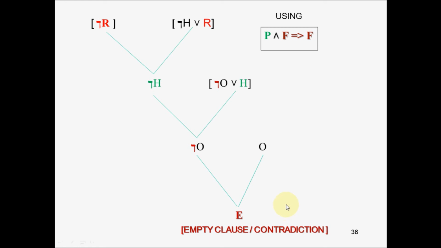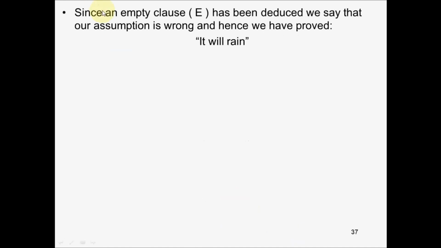Fine. So what we have done, starting with our assumption that it will not rain, we started resolving each sentence, and finally we have reached an empty clause. An empty clause is a clause wherein we get contradiction or false, F. So finally we say, since an empty clause E has been deduced, our assumption is wrong. Our assumption that it will not rain is wrong, and hence what we are asked to prove, that it will rain, is true.